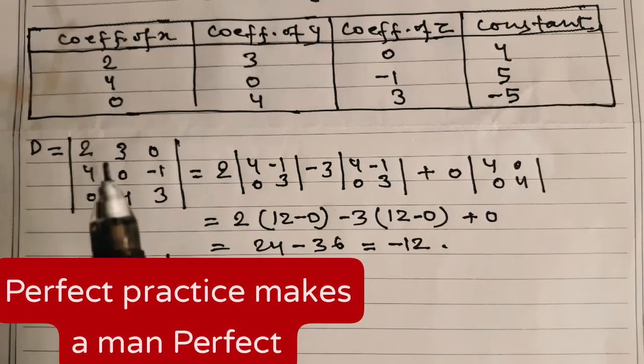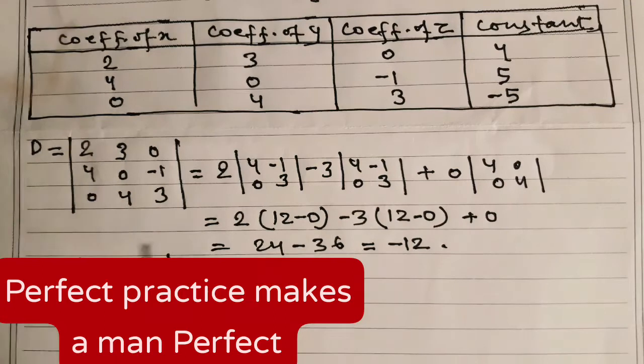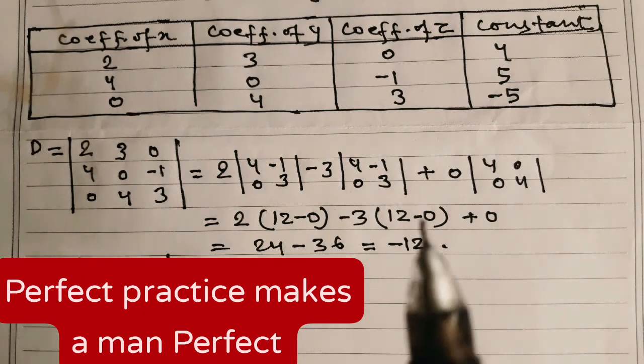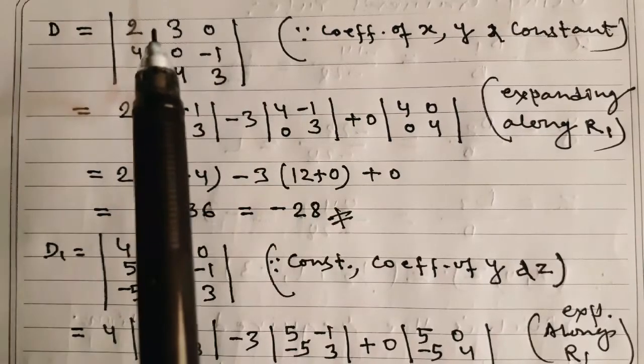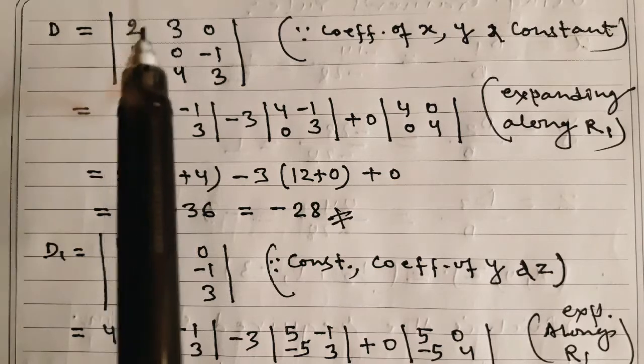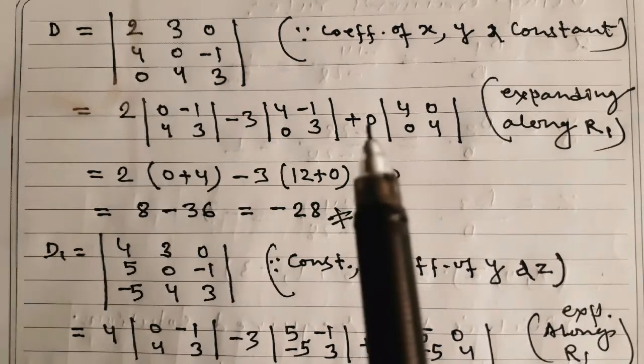Now the second step of Cramer's rule. The second step of Cramer's rule is finding the value of D, D1, D2 and D3. That means we'll find the determinant by taking the coefficients of x, y and z, expanding by taking the first row. In the first row we have the elements 2, 3, 0.